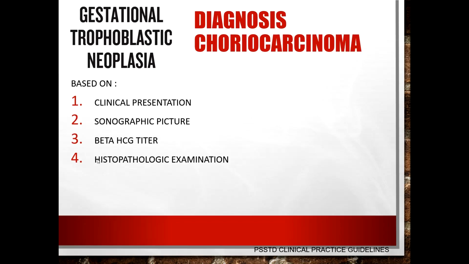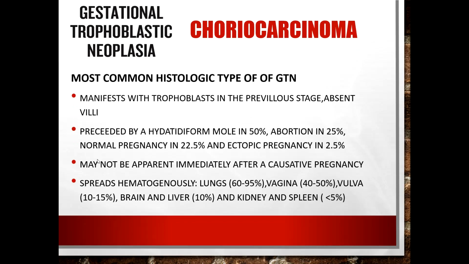Now let's go to choriocarcinoma. Choriocarcinoma is the most common histologic type of GTN. It is diagnosed based on the following. They manifest with trophoblasts in the pre-villus stage and with absent villi. They are preceded by hydatidiform mole in 50% of cases, abortion in 25%, normal pregnancy in 22.5%, and ectopic pregnancy in 2.5%. They may not be apparent immediately after the causative pregnancy.